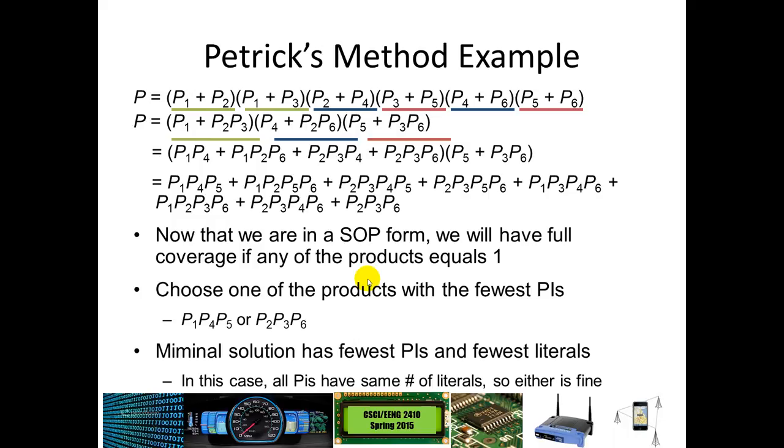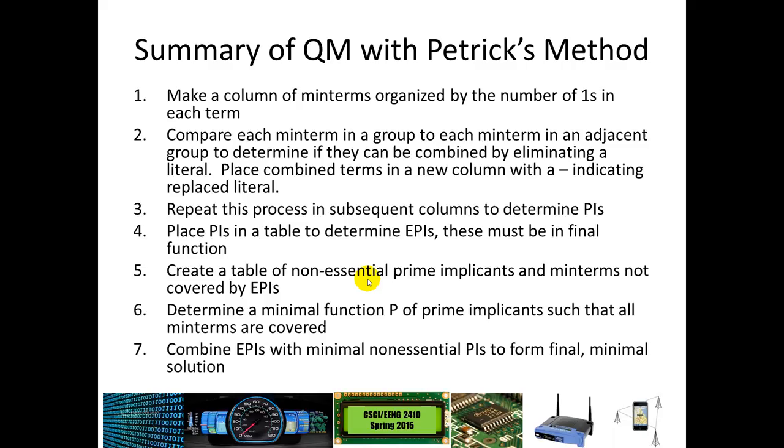P2, P3, P6. So here's a summary of the Quine-McCluskey algorithm with Petrick's method. What you want to do is start with your minterm expansion. Think about how all those numbers are written in binary. Look at how many ones are in each of those binary values and cluster each of those binary values according to the number of ones that you have. So you'll have your 0-1 group, your 1-1 group, etc.